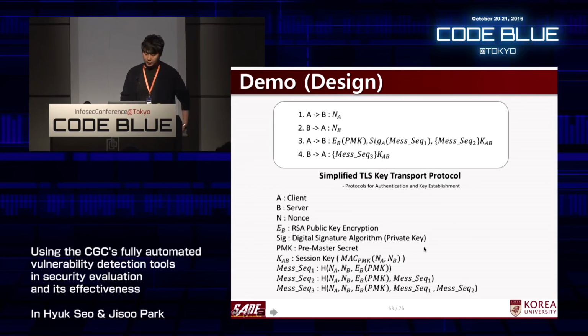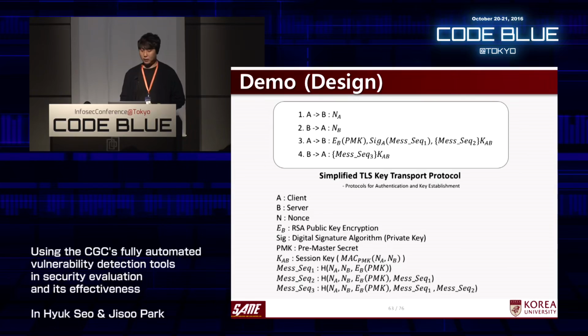This is the protocol specification. Below, A is the client, B is the server. This protocol transports the pre-master secret key from client to server. N is a nonce. Standard TLS specifies the use of RSA public key encryption, and the digital signature algorithm uses a private key. PMK is the pre-master secret, and KAB is the session key derived from PMK and nonce A, nonce B.